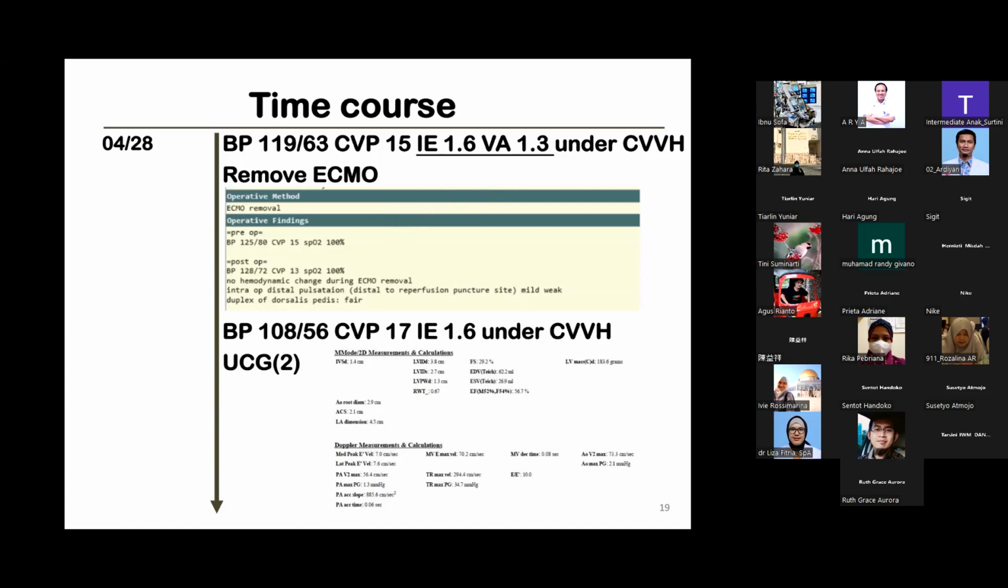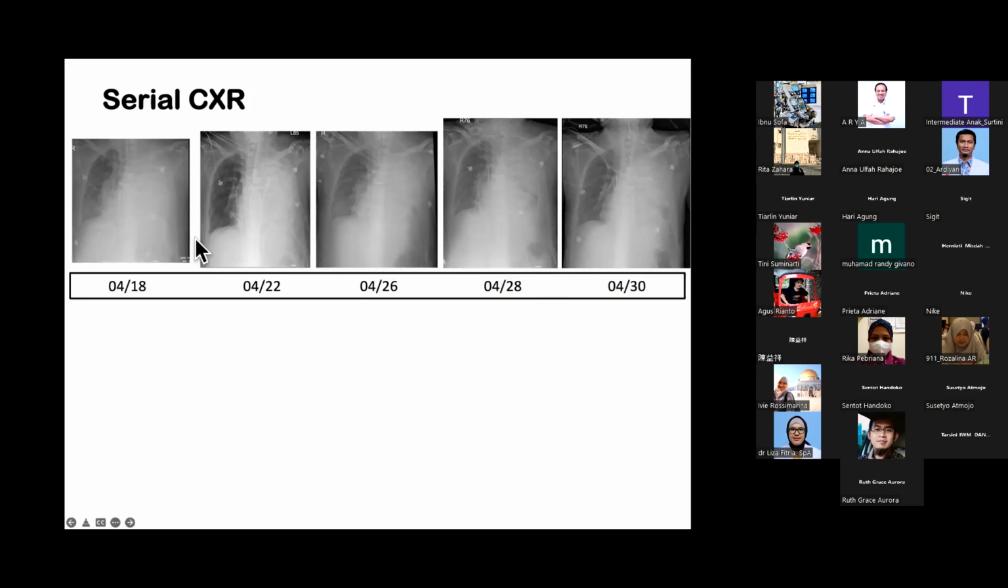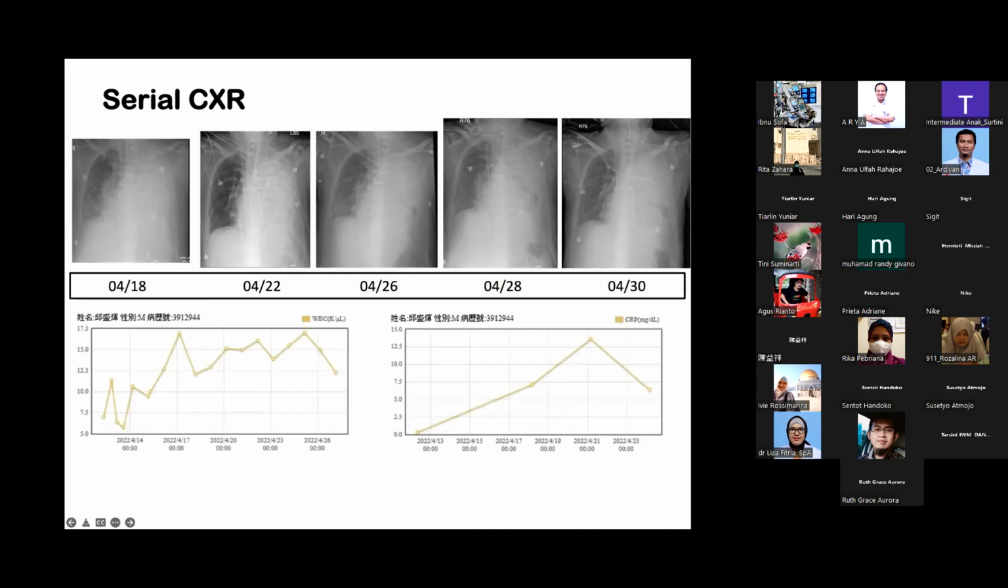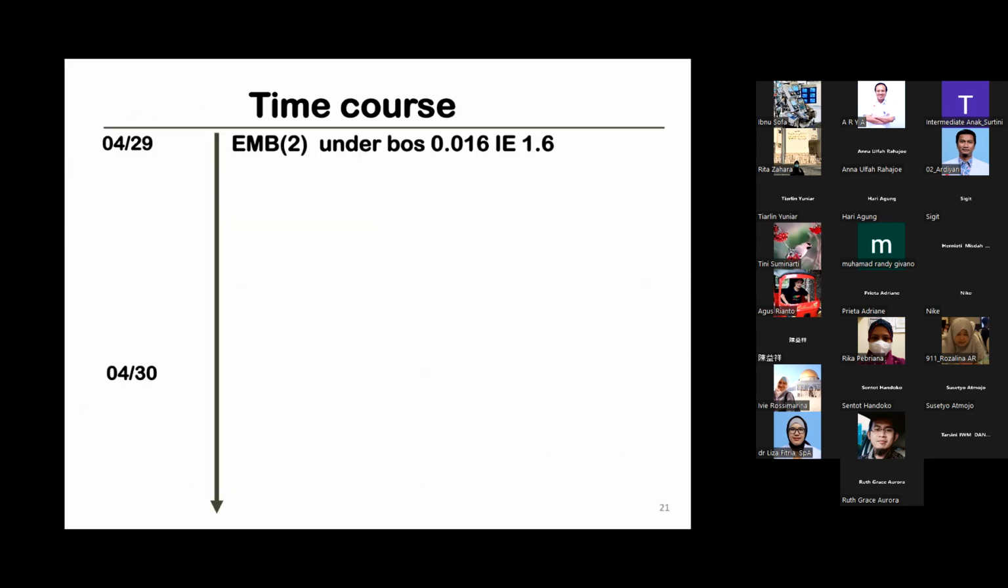And the echo shows here, if you can see, the EF became better, approaching normal. So it means the myocardial stunning lasts longer than we thought. Okay, this is the X-ray we have now, from very poor and becoming still poor. But the white count became better, and the CRP became much better. There are some infections, sputum culture, so we gave some antibiotic treatment.